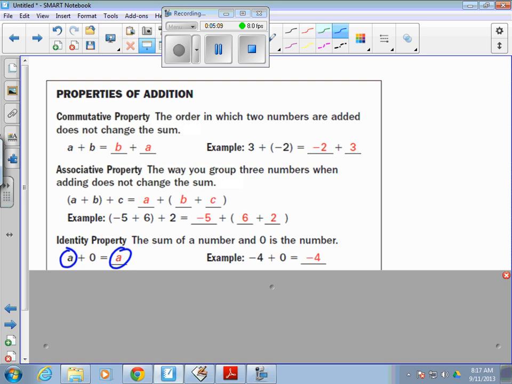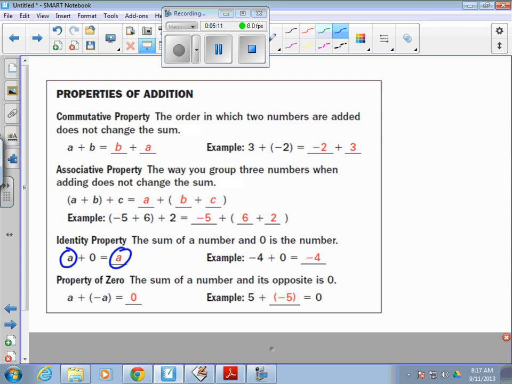Its identity remained unchanged. The inverse property says that when you add a number's opposite to it, and this is what will come into the inverse operation, it becomes 0.